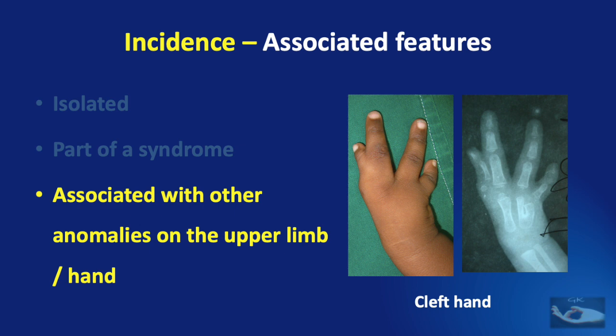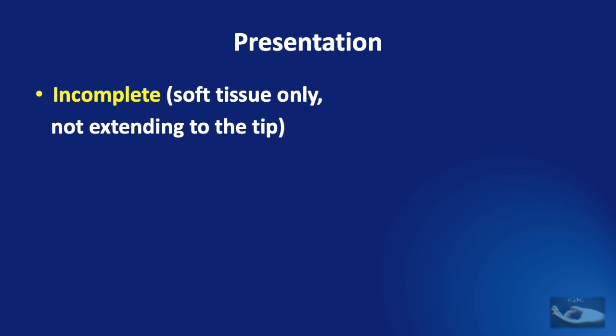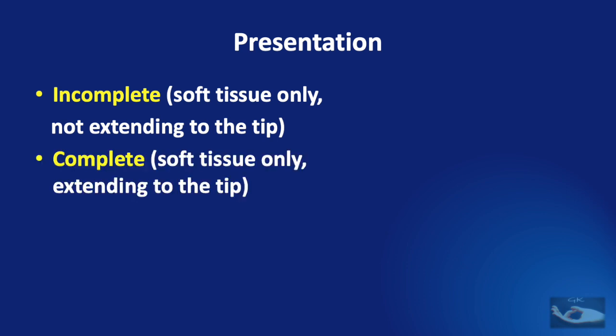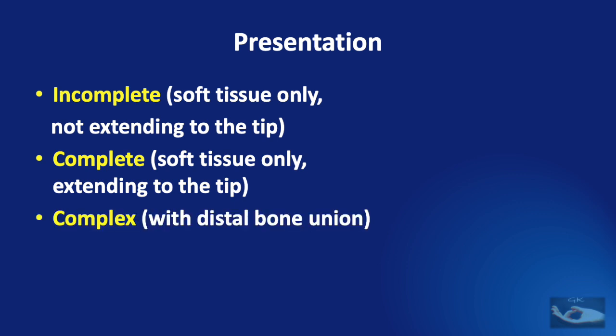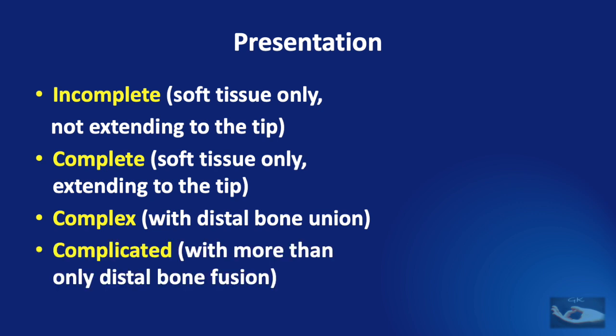syndactyly is a part. According to the presentation of the syndactyly, it could be an incomplete syndactyly involving soft tissues only and not extending to the tip of the finger. Complete syndactyly involving only the soft tissues and extending to the tip. Complex syndactyly with distal bone union, or complicated syndactyly with more than only distal bone fusion.